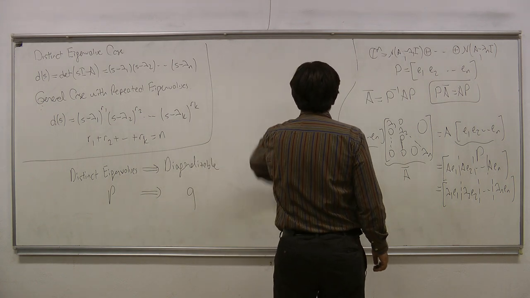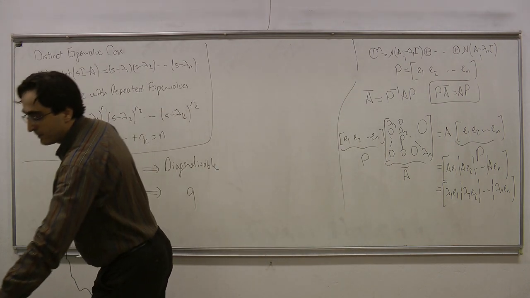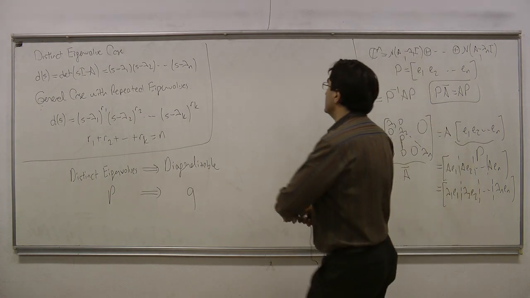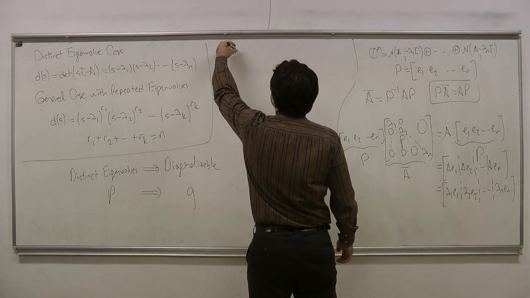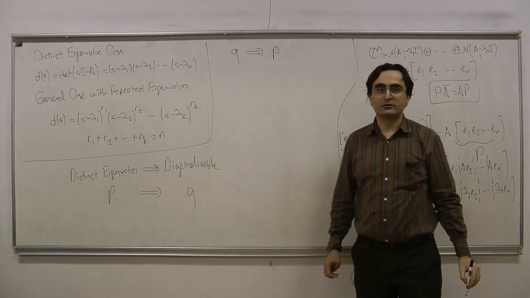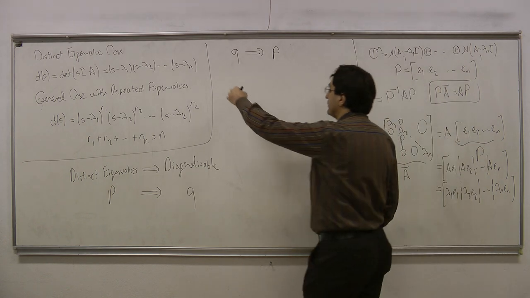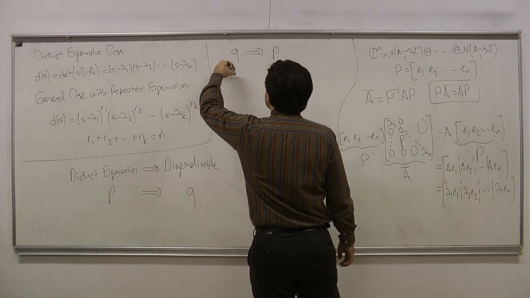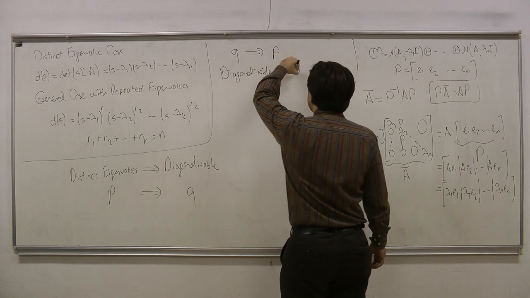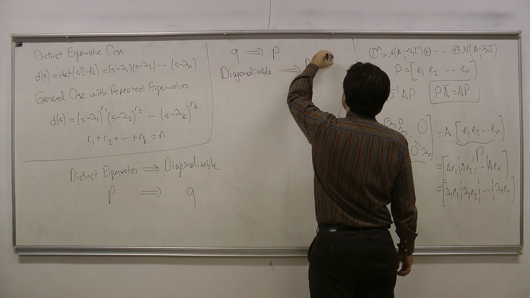Do you think the reverse of this implication would be correct? What does that mean? Do you think I have Q implies P? This is the reverse implication. Do you think the reverse implication would be correct? So what does that mean? If the matrix is diagonalizable, do you think I can say that the matrix has distinct eigenvalues?